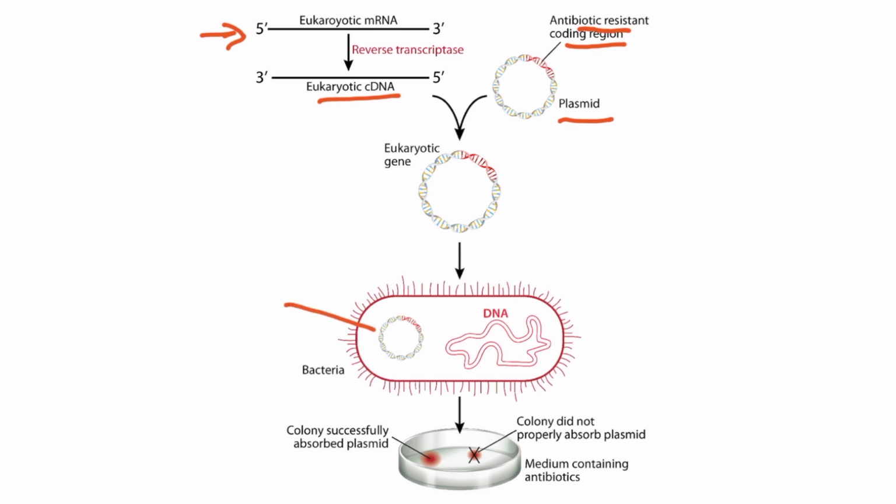You can see that happening right here. Finally, this is cultured on a medium containing antibiotics. Notice that one of the colonies is X'd out right here, and this one is not. This is because not all of the bacteria will successfully absorb the plasmid. Those that were unsuccessful will not contain the antibiotic-resistant gene and will die. In this way, we can select for only the bacteria that successfully absorbed the plasmid.